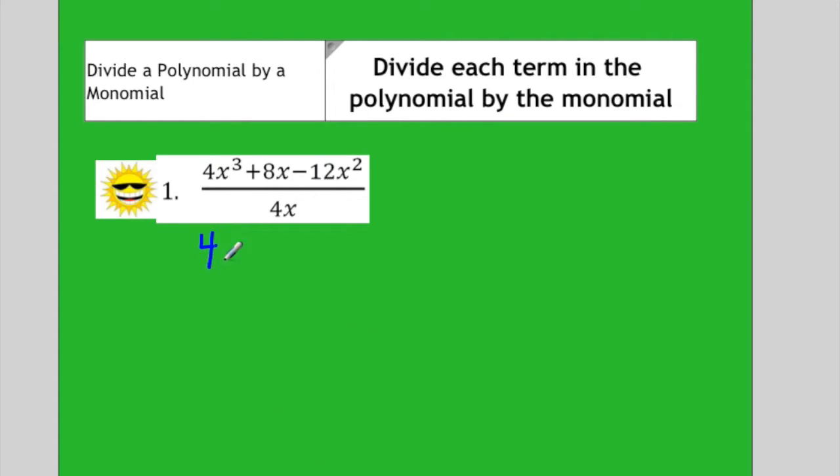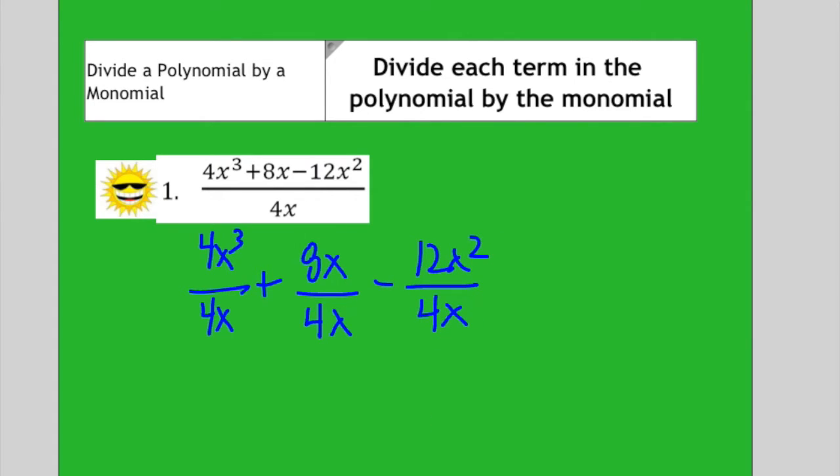So we're going to have 4x to the third divided by 4x plus 8x over 4x minus 12x squared over 4x. Then I would simplify. 4's will cancel. X to the third divided by x, 3 minus 1 gives me x squared. 8 divided by 4 is 2. My x's will cancel. Minus 12 divided by 4 gives me 3. 2 minus 1 will just leave us with x. You would put the highest exponent to the lowest, so it'd be x squared minus 3x plus 2.